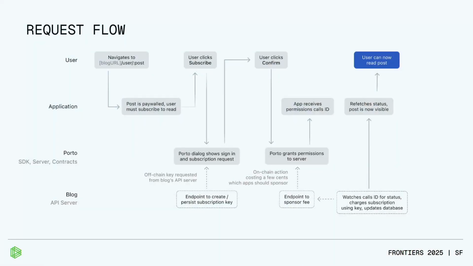Behind the scenes, once the application server receives the granted permissions, it can then bill the key $10 and then refresh the UI, and then the user can read the blog post. And so there's a lot of stuff that's happening below the application behind the scenes, but what the user sees is really just 3 clicks. They navigate to the site, they click subscribe, they see a prompt, they click login and subscribe. Maybe they go through an on-ramping flow, and then they can read the article.